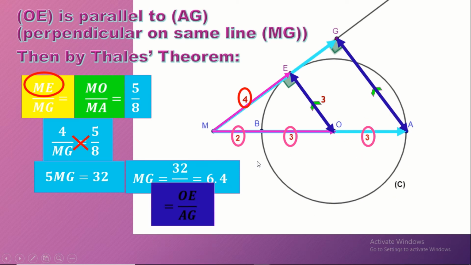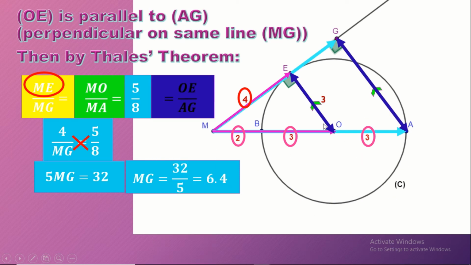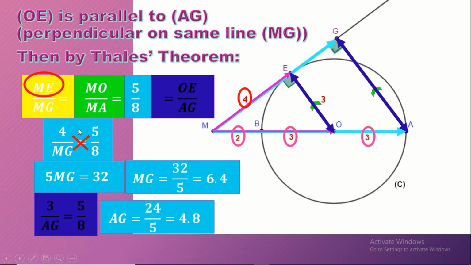Now, what about AG? Also, we can say by Thales property, this ratio is also equal to OE over AG. Well, OE is a radius, equal to 3, given. We can replace it by its value. Then we have 3 over AG, here we replace OE by 3. 3 over AG is equal to 5 over 8. Also, we perform cross multiplication by the same method. We prove that AG is 24 over 5, so it's 4.8.